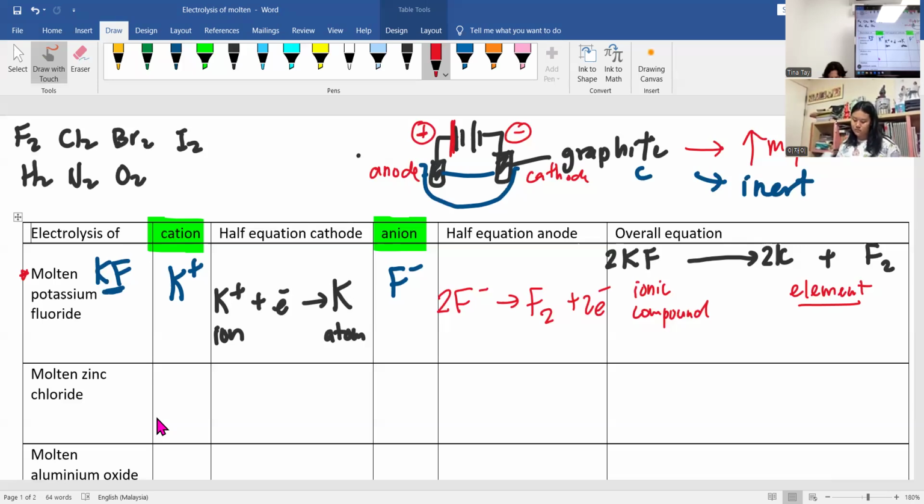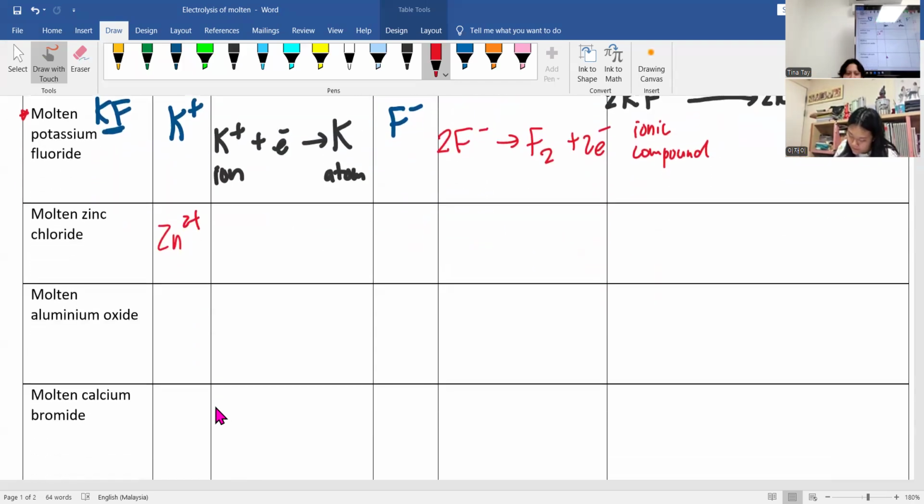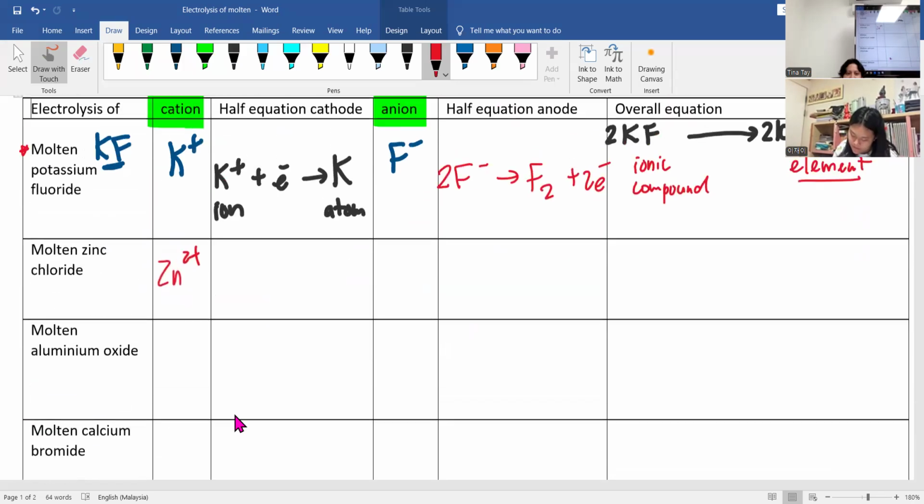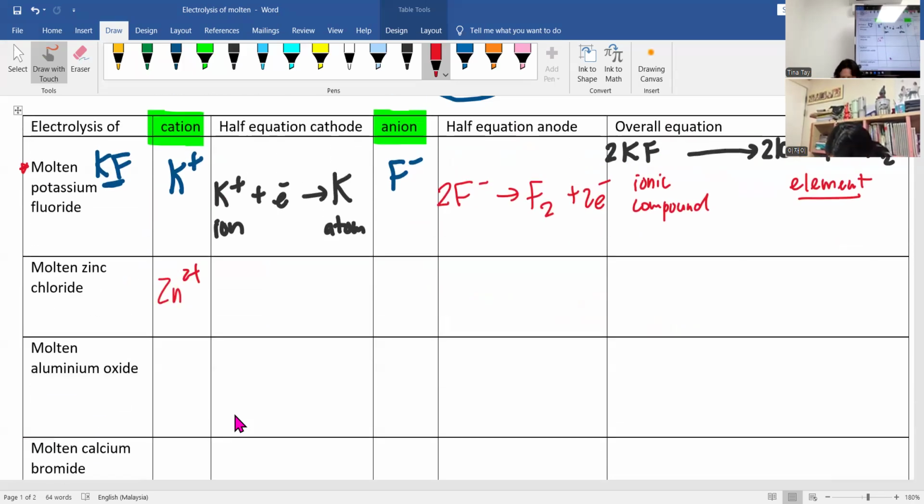Wait, but zinc is not. Zinc is 2 plus. Remember the list? No, it's not a transition metal. Last time I gave you all a list to write the ionic compounds, remember? I'll give you a clue. Zinc is 2 plus. Zinc is the only one that's different. The rest are all the same. The rest you can get from the periodic table, from group 1, group 2.